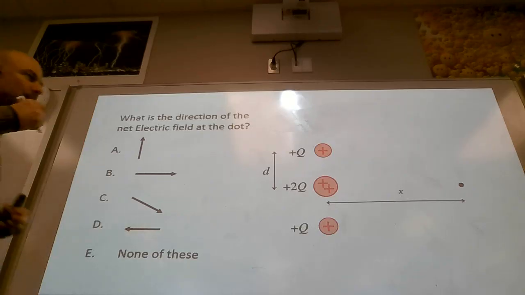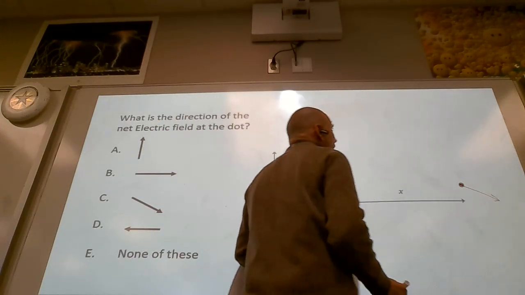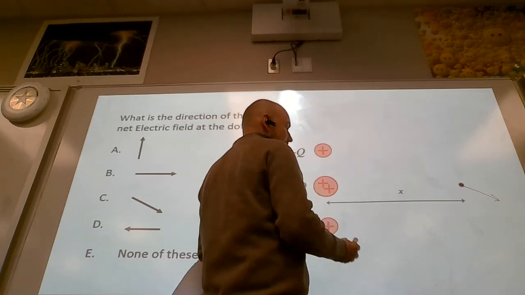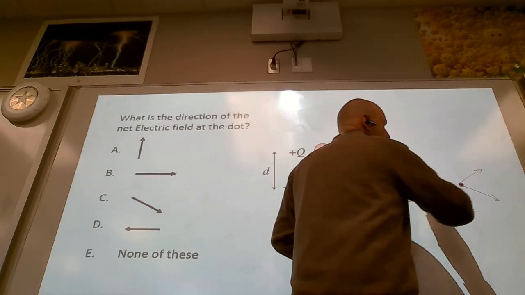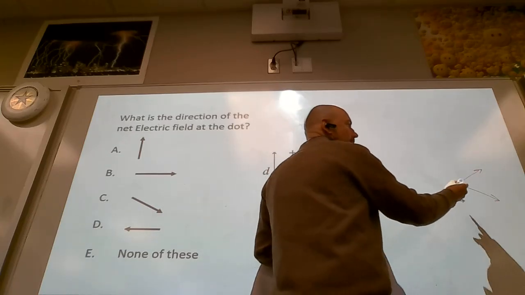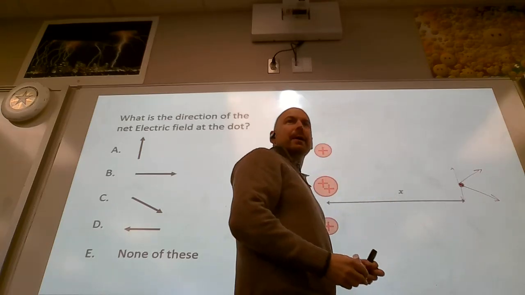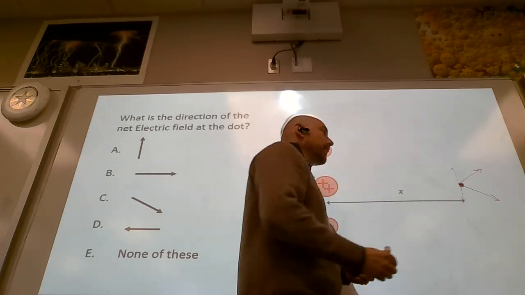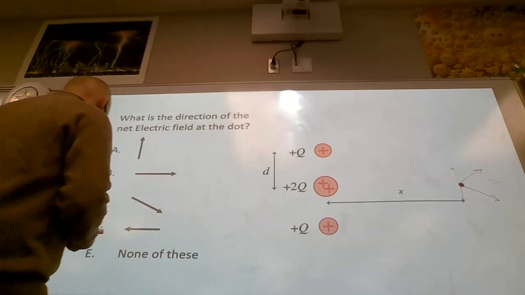This is kind of an important idea. So this charge is creating an electric field going that way. This one's creating an electric field going this way. This one's creating an electric field going that way. I don't really care about that one. The y component of this is canceling out with the y component of that. Okay, so all you get is this way.